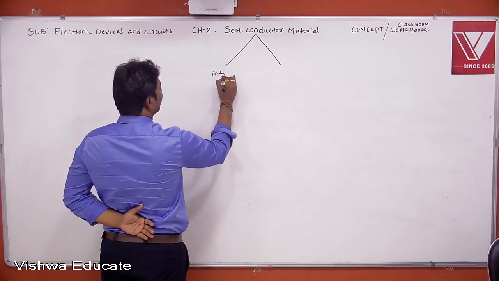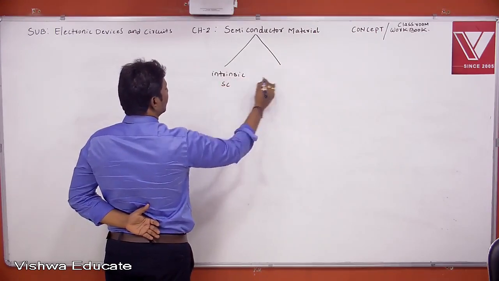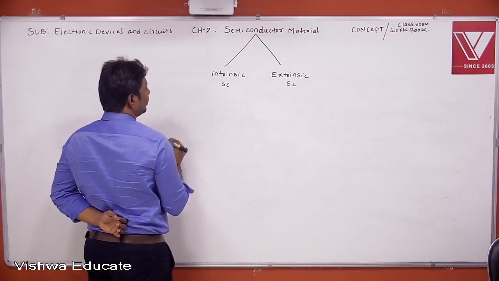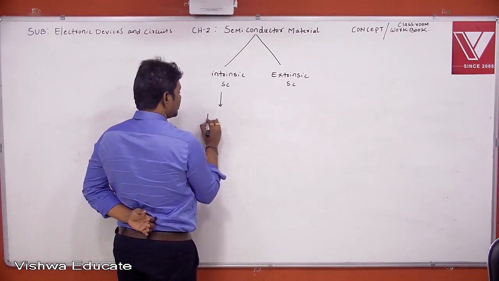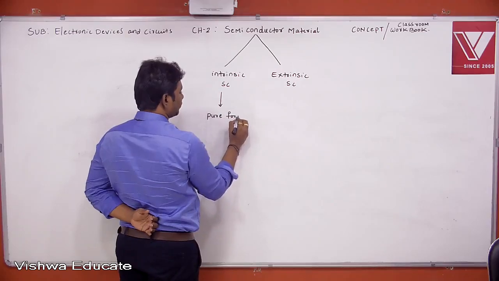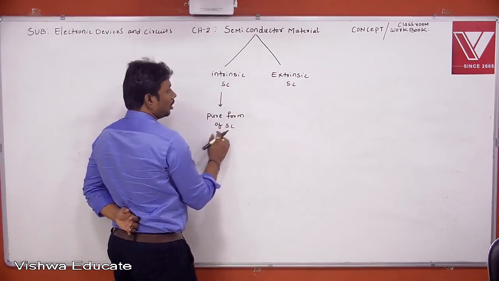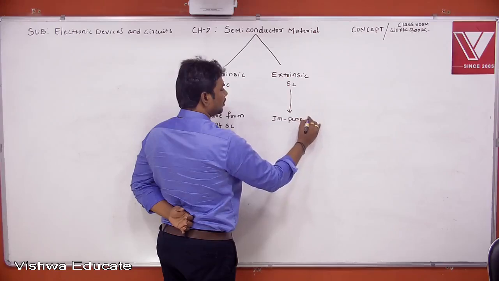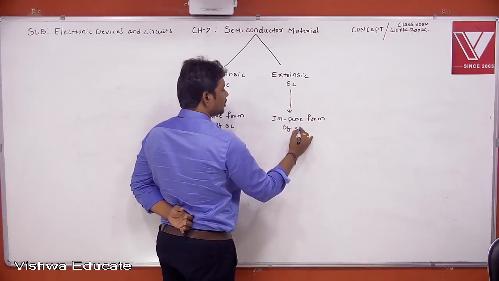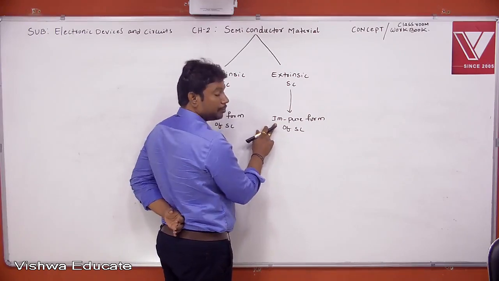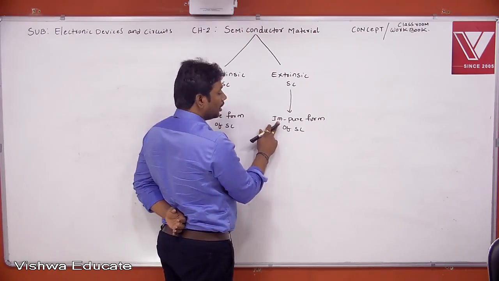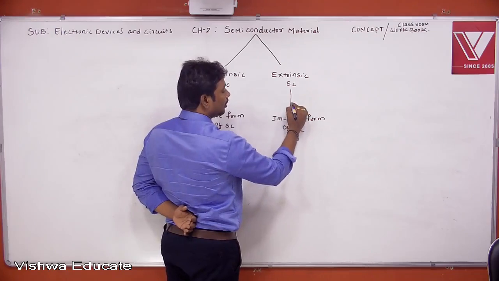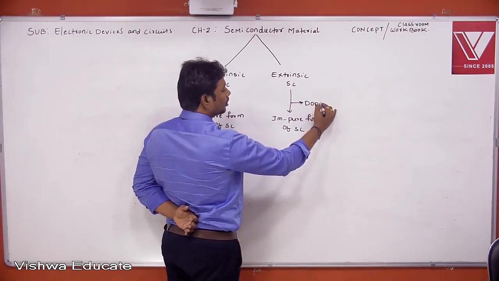That is intrinsic semiconductor and extrinsic semiconductor, right? You know, this intrinsic semiconductor is also called the pure form of semiconductor, and this extrinsic semiconductor is also called the impure form of semiconductor, right? So why is it named the impure form of semiconductor? Because here impurities are added to the pure form of semiconductor. You know, adding these impurities to the pure form of semiconductor is called doping, right?